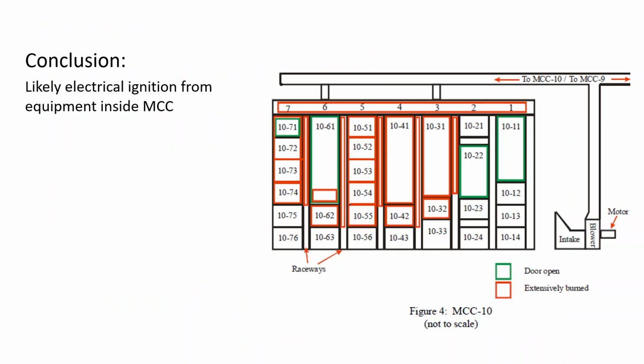The conclusion was that likely the electrical ignition came from the equipment inside the MCC. There was a failure of a fuse or a piece of switchgear inside, and instead of it just being localized inside one of these cabinets, the mini explosion inside stirred up all the dust inside the MCC bay and caused a larger explosion inside the electrical room, which then ricocheted out into the adjoining larger sawmill area.